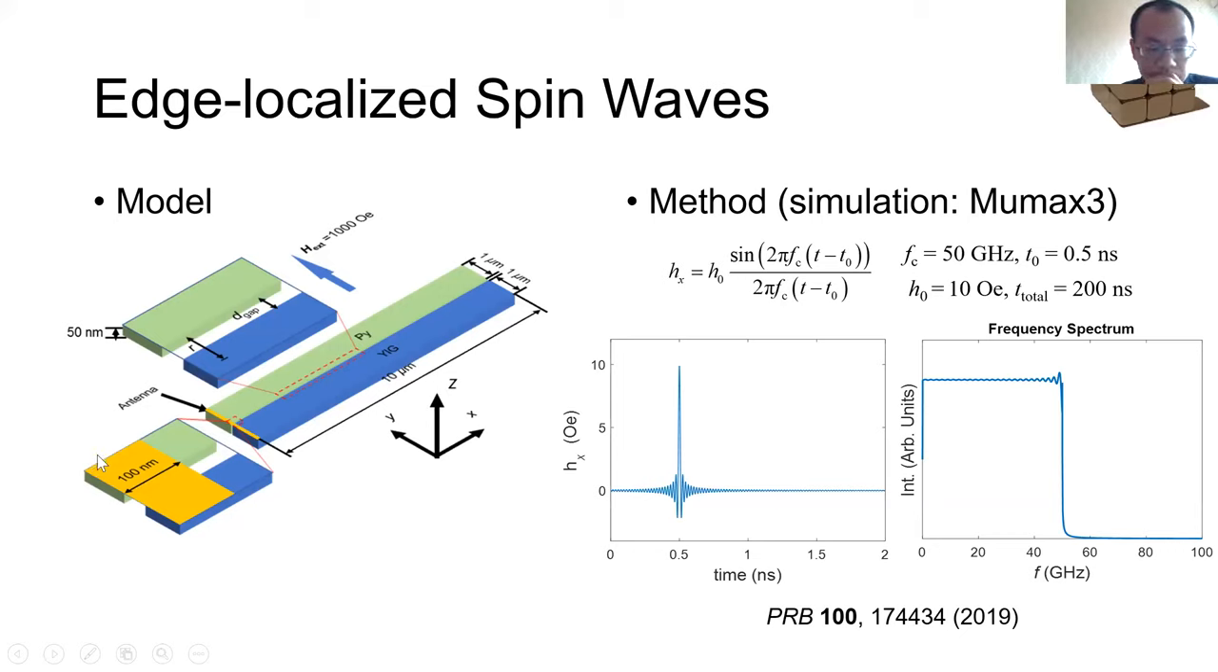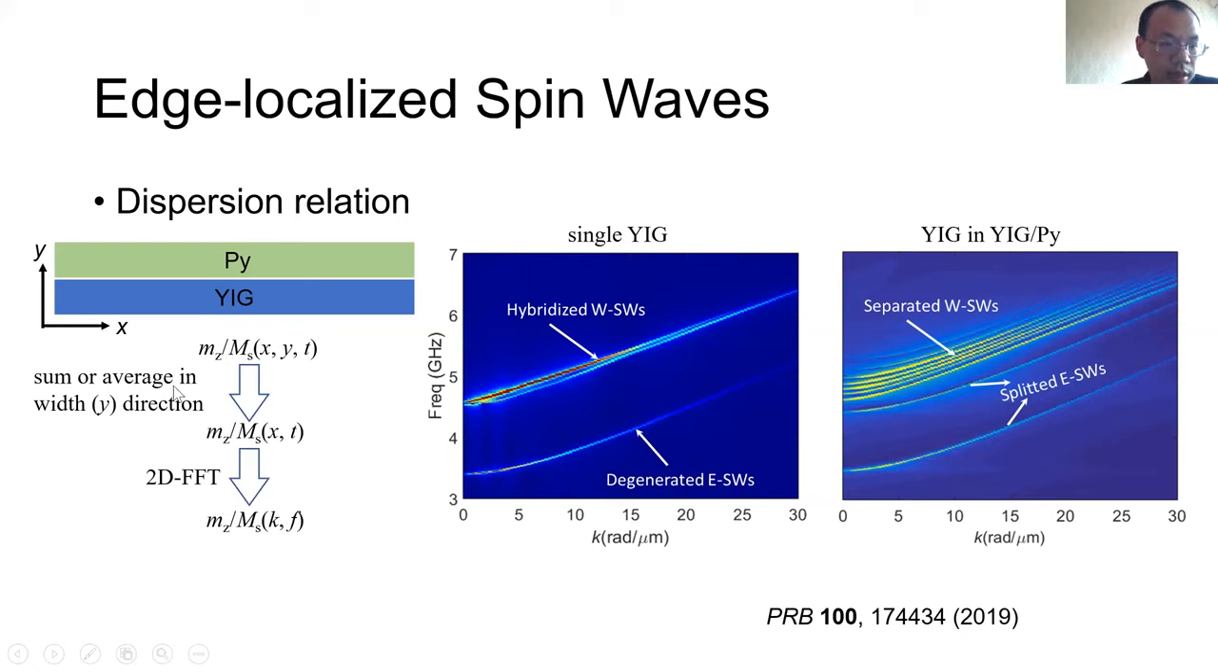Using the simulation, I use the sinc excitation. It looks like a pulse excitation. The property of the pulse is that the excitation below the cutoff frequency is very uniform and almost zero above the cutoff frequency. I traced the normalized magnetization in the YIG films in space and in time, and then did the two dimensional fast Fourier transformation, and then I got the dispersion relation shapes in the YIG stripe.